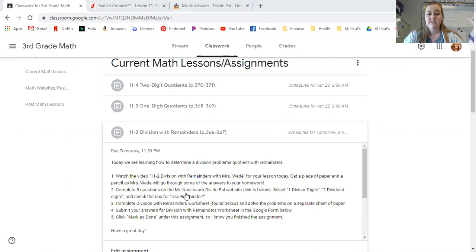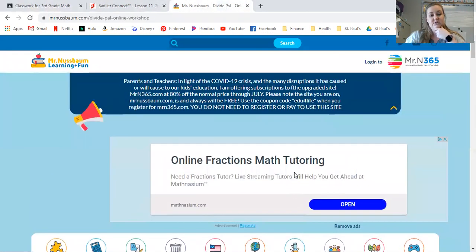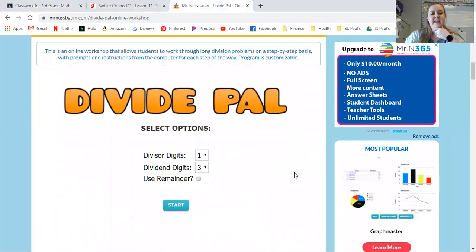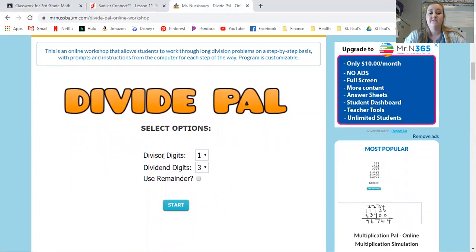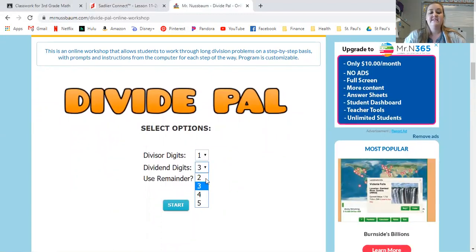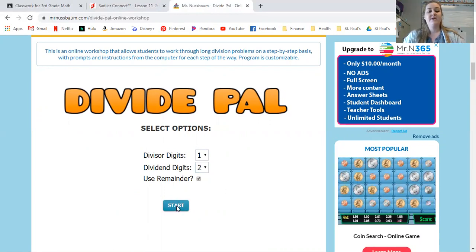We've used Mr. Nussbaum's website before for drag and drop math. He also has one called Divide Pal. I'm going to show you how to do that. If you go to Divide Pal, this is what you'll come to. First, I want you to select these options. I want you to go divisor digits 1 and dividend digits 2. That's important. You don't want to do too much. And I want you to use the remainder. I'm going to press start.